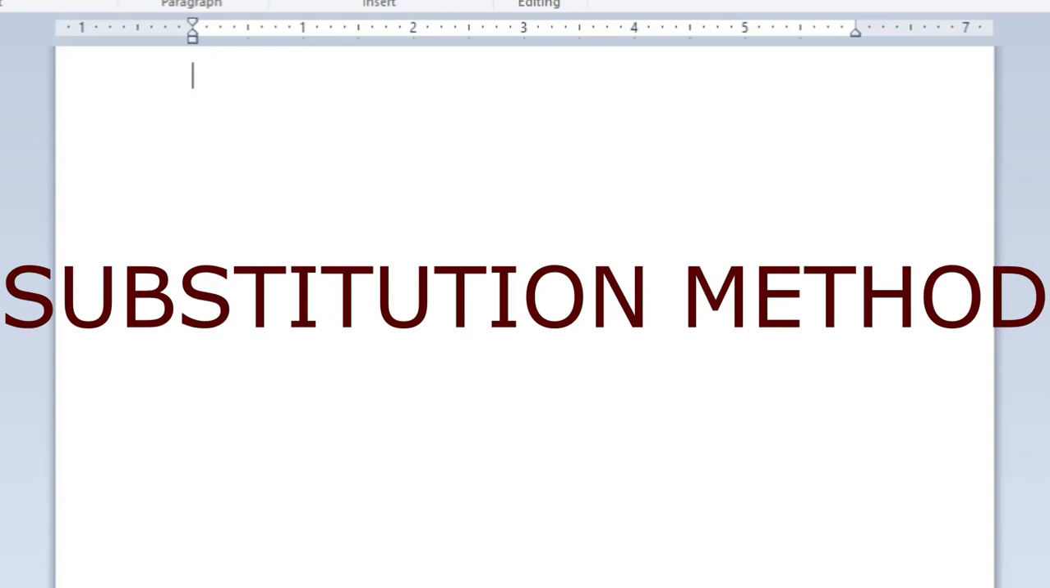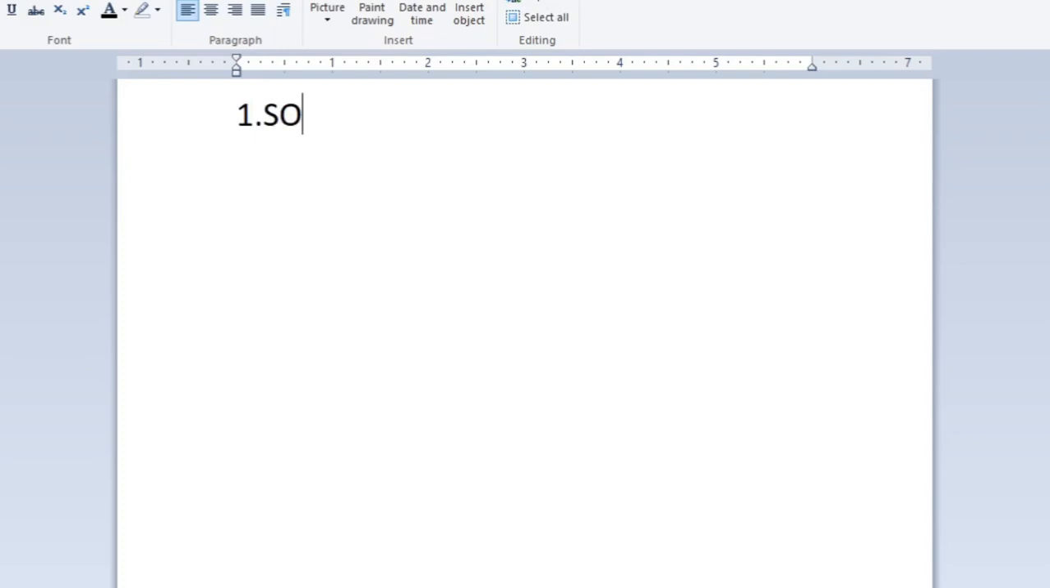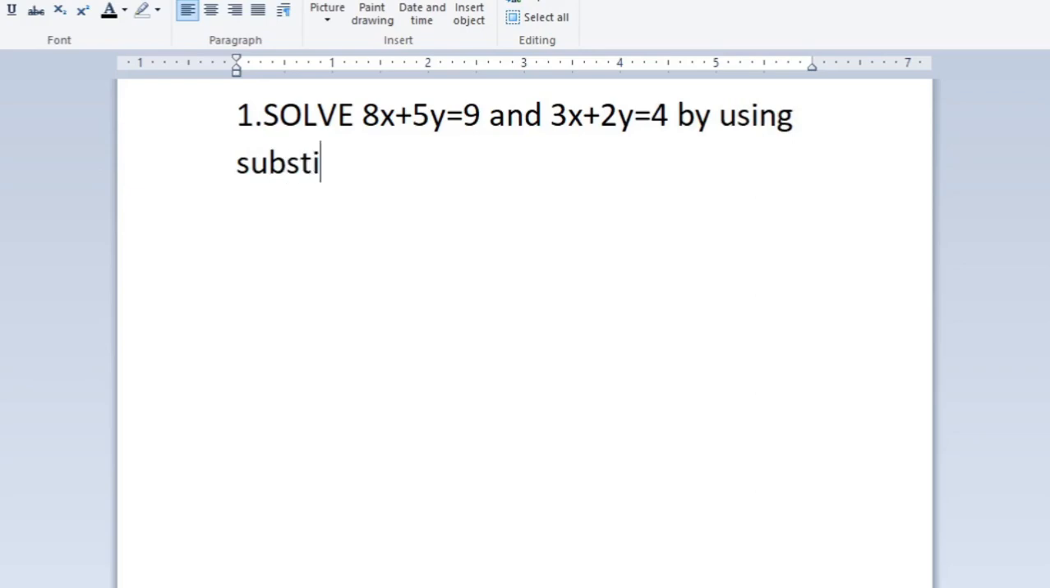So for that I can take one example, that is: solve 8x plus 5y is equal to 9 and 3x plus 2y is equal to 4 by using the substitution method.